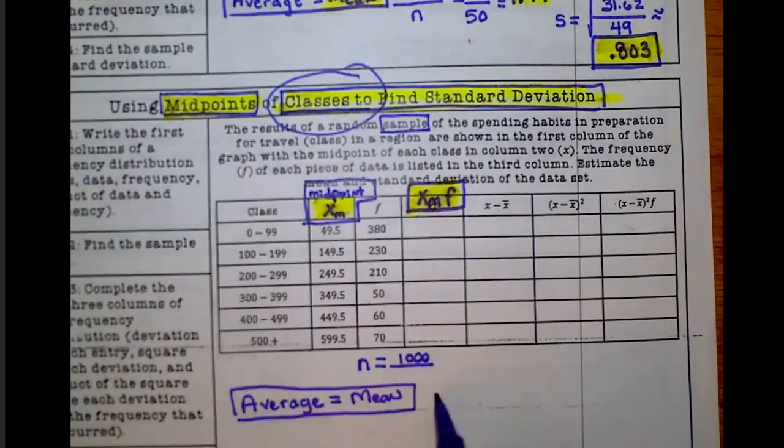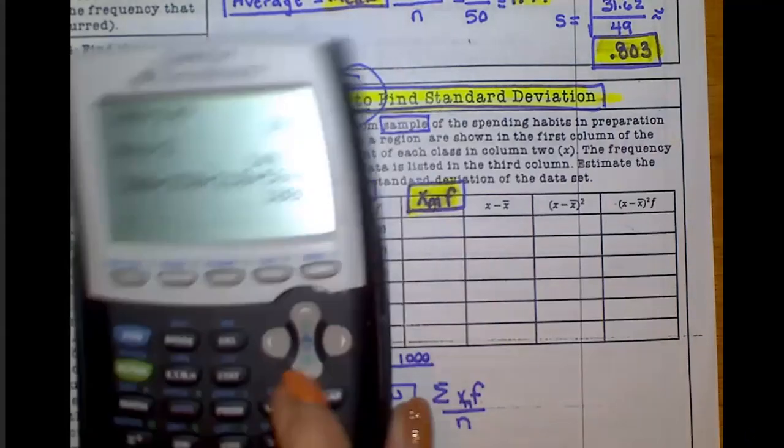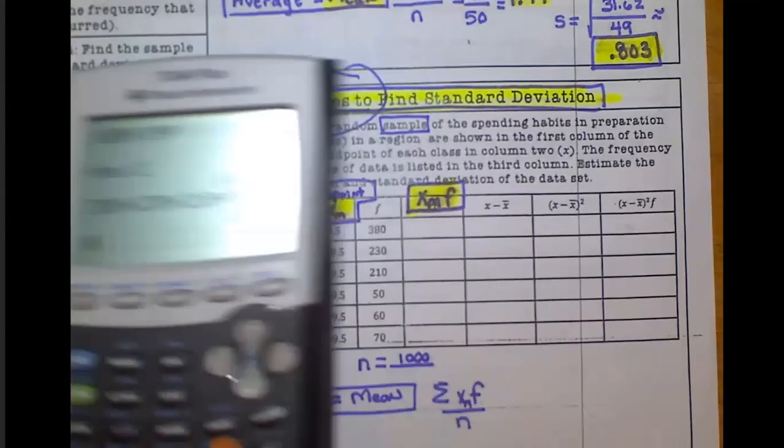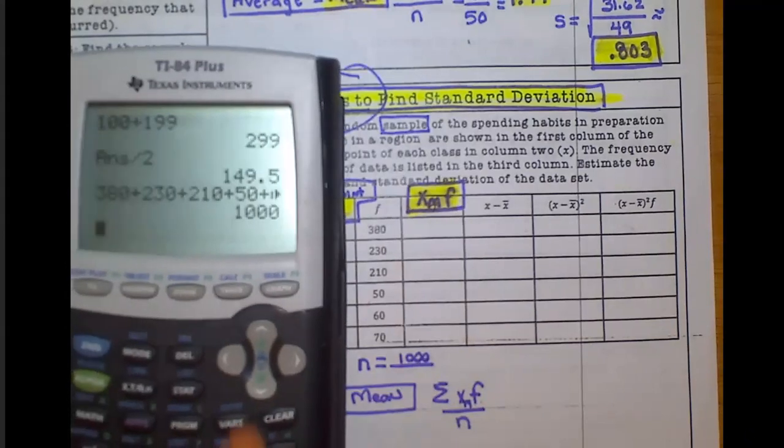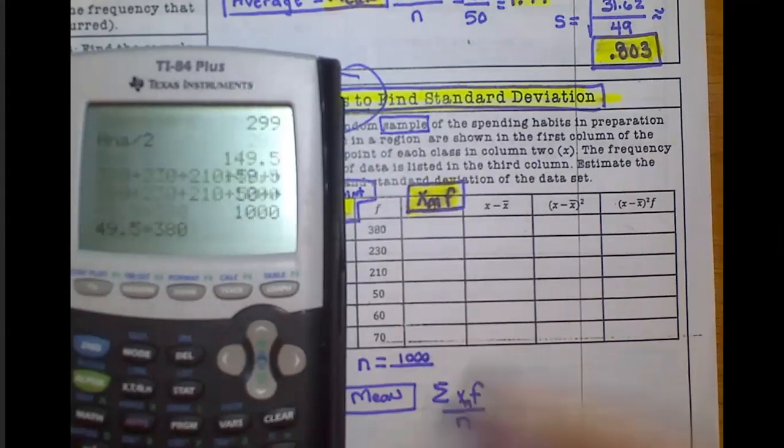If you look back above to find the mean of grouped data, you're going to take the sum of your X times F's, and divide it by the N. Now, when it's dealing with the table with classes, your X is going to be the midpoint, okay? So what we're going to do is our multiplication. So we're going to do 49.5 times 380.